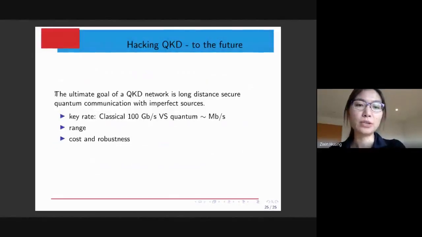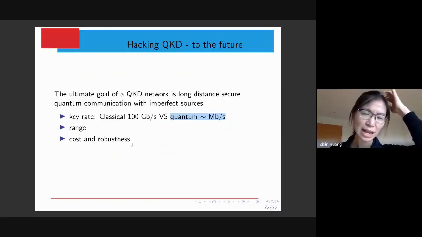So what we're looking at into the future, the ultimate goal of a quantum key distribution network is long-distance, secure quantum communication with imperfect sources. So we want robustness in terms of the source and robustness in terms of the link. So some things to consider here are the performance of your QKD systems. So currently, the secret key rate generation using classical systems is on the order of 100 gigabytes per second, versus quantum systems which have the order of megabytes per second. So this is orders and orders of magnitude lower than the classical case. And we need to boost that.